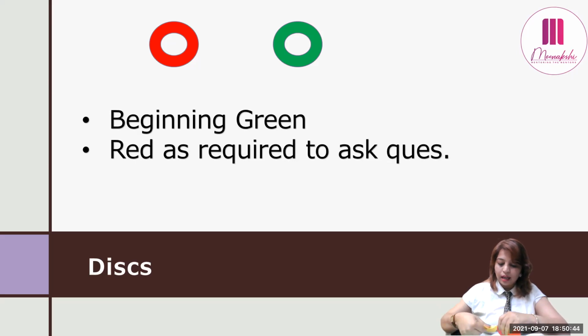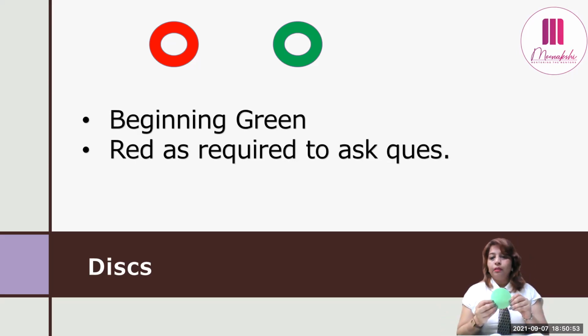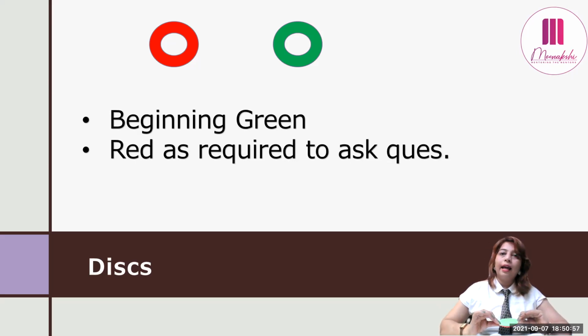How will they change the disc? I mean to say, if the disc is having two sides, one side painted red, another side painted green. So at the beginning of the class, on all of their tables, they'll be showing the green disc. Okay, it will be there on the table. And as and when they want to ask some question, they're having some difficulty, they will be just flipping the discs to the red side.